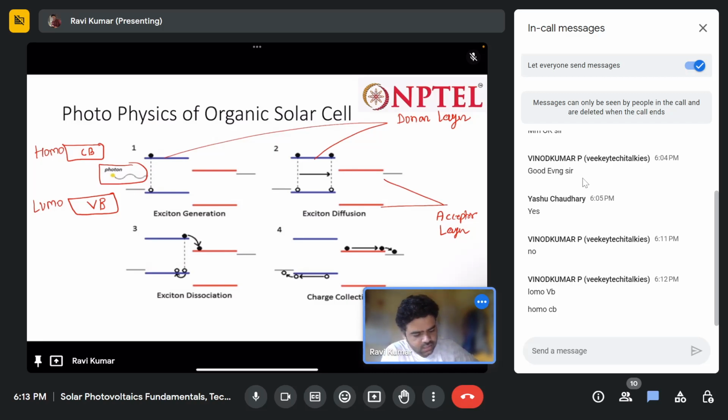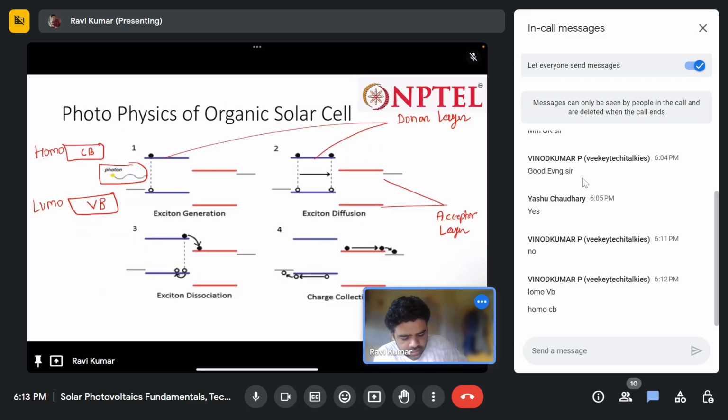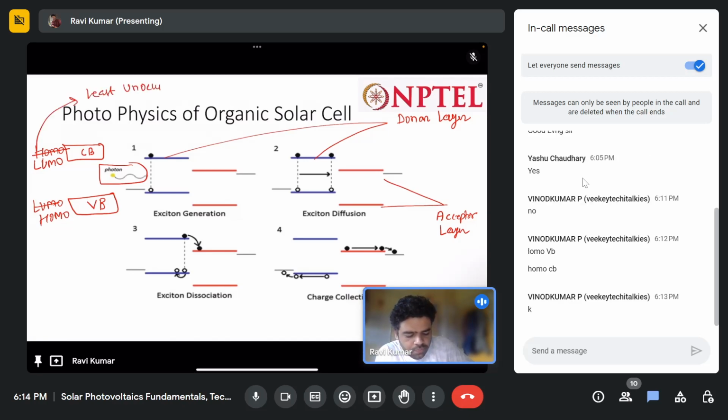now I think it is not right. Yes, it is not right. What I was doubting, I said it is LUMO and it is HOMO. Vinod, you are also wrong because it says least unoccupied molecular orbital, and this says highest occupied.